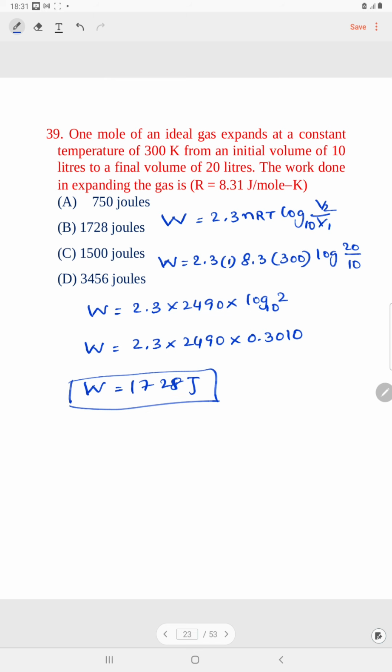You have to simplify it. Okay, please do the approximation method. Never use any calculator to get the answer. You will be getting almost 1728 joule as the answer, which is option B.